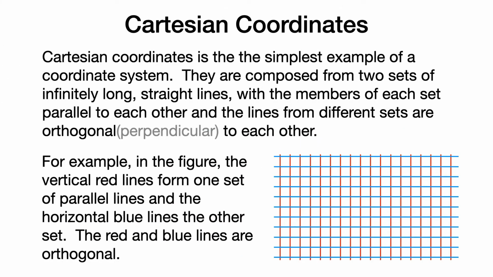First, let's consider Cartesian coordinates. These are the simplest example of a coordinate system. They are composed of two sets of infinitely long straight lines, with the members of each set parallel to each other, and the lines from different sets are orthogonal or perpendicular to each other. For example, in the figure shown, the vertical red lines form one set of parallel lines, and the horizontal blue lines the other set, and the red and blue lines are orthogonal.